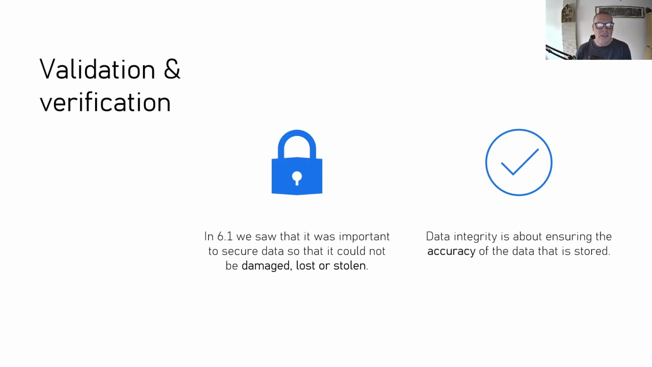So in the last section, 6.1, we saw that it's important to keep data secure so that it couldn't be damaged, lost or stolen. And in this video, we look at how it's important to make sure that the data is integral, or making sure we have data integrity. This is about making sure data is accurate. We have a couple of ways of doing this. We can use validation and verification.